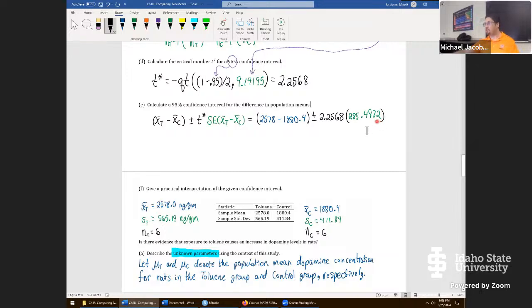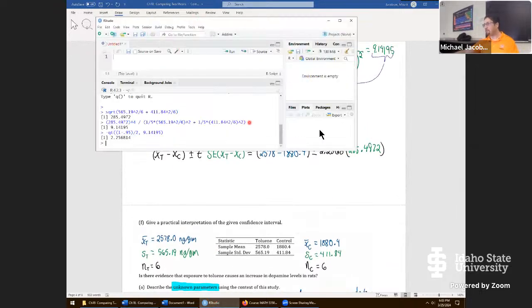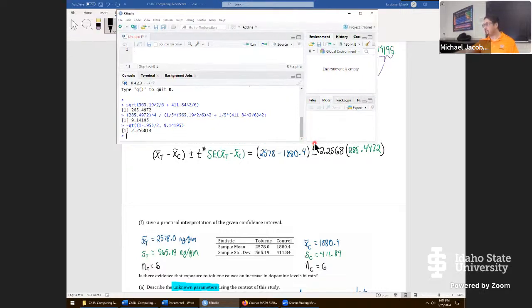Okay, all that's left to do is just crank it out. So let's go grab your favorite calculator and put this in really carefully once again. Okay, so left to right, it's 2578 minus 1880.4. Then minus, using the lower sign first, 2.2568 times 285.4972. And that'll be our lower bound. So our first number, I guess we can round to a more reasonable amount. Let's go for 53.3 as our lower bound.